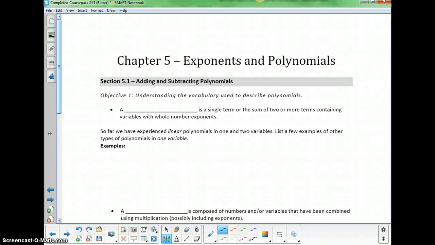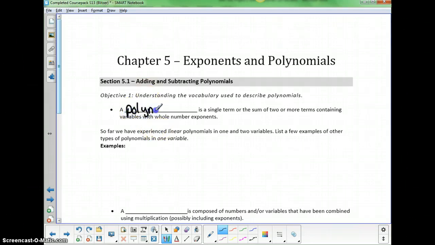Chapter 5 on exponents and polynomials. We begin with adding and subtracting polynomials. So our first definition is: a blank is a single term or the sum of two or more terms containing variables with whole number exponents. The definition is for a polynomial.